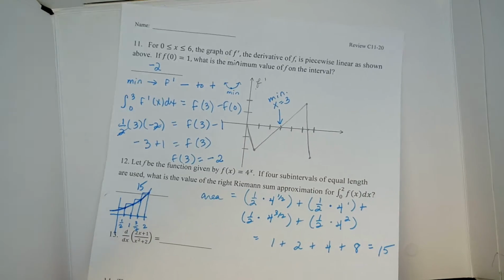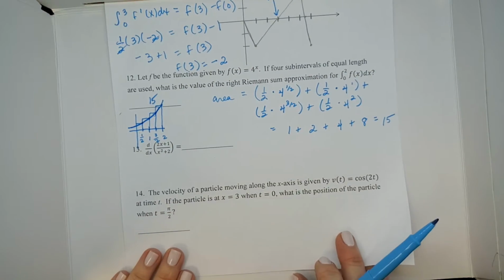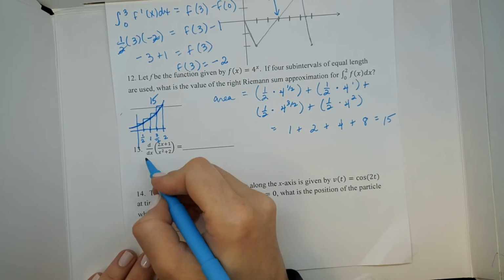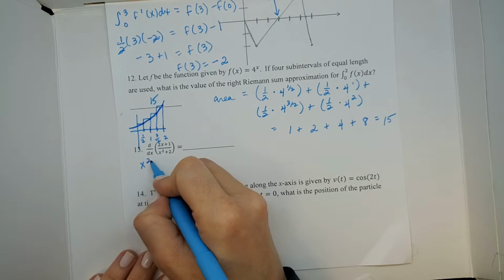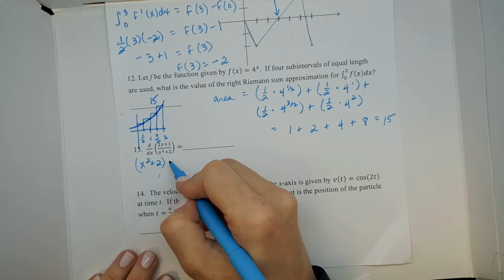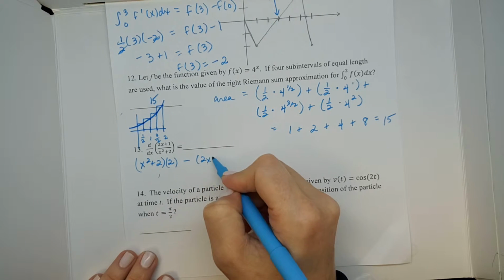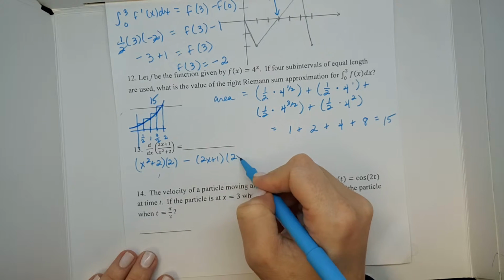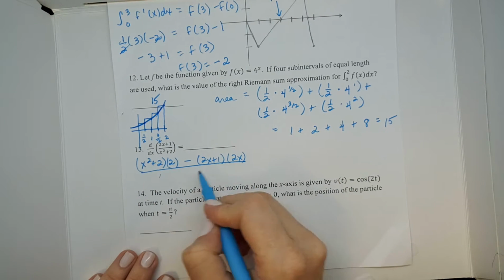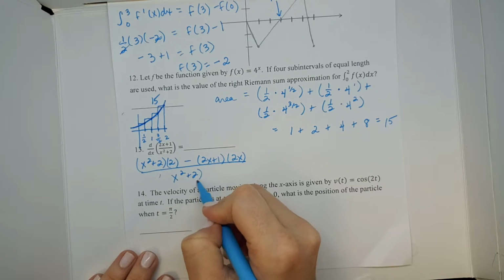Now we need to look at number 13, the derivative of this quotient. So we'll use the quotient rule. So it's going to be the bottom, make sure you use parentheses, times the derivative of the top, minus the top times the derivative of the bottom, all over the bottom squared.